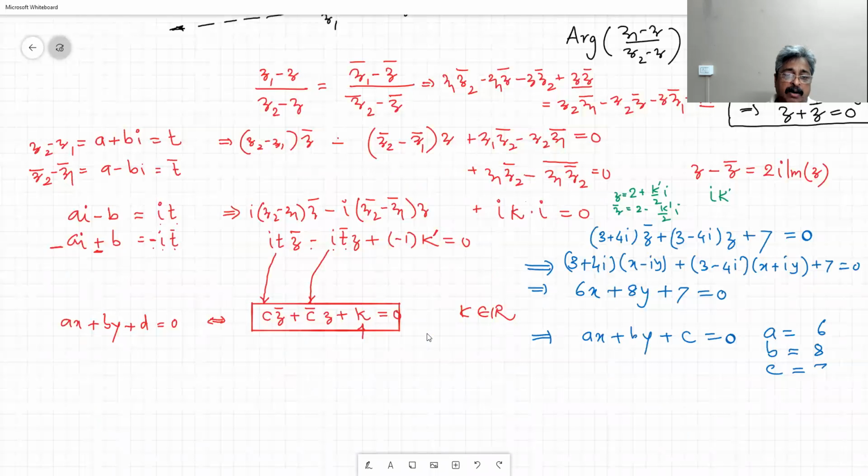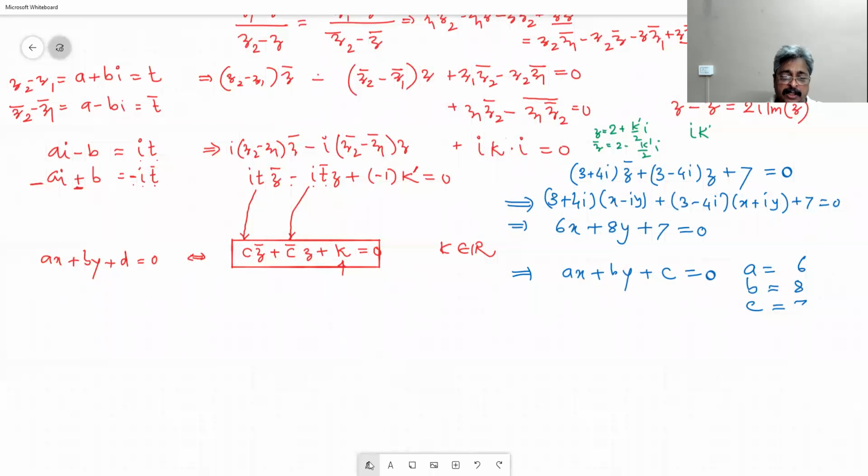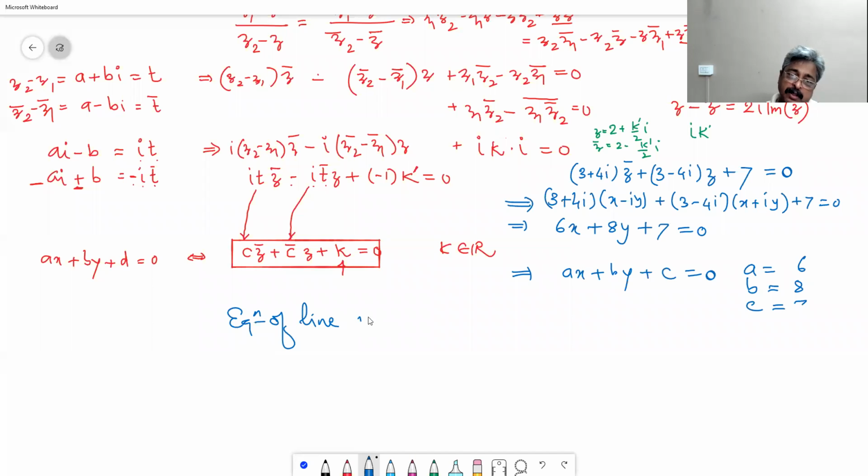Very good. Now next job is, suppose I'm telling you the equation of the line is 7x minus 5y plus 11 is equal to 0. How will it look in complex numbers? How will this line look in complex numbers? In this form. In this form.